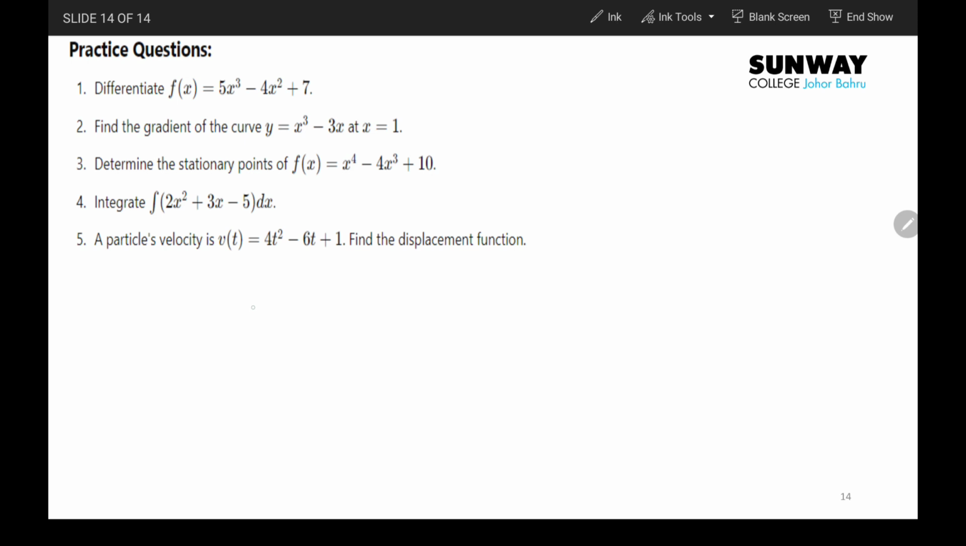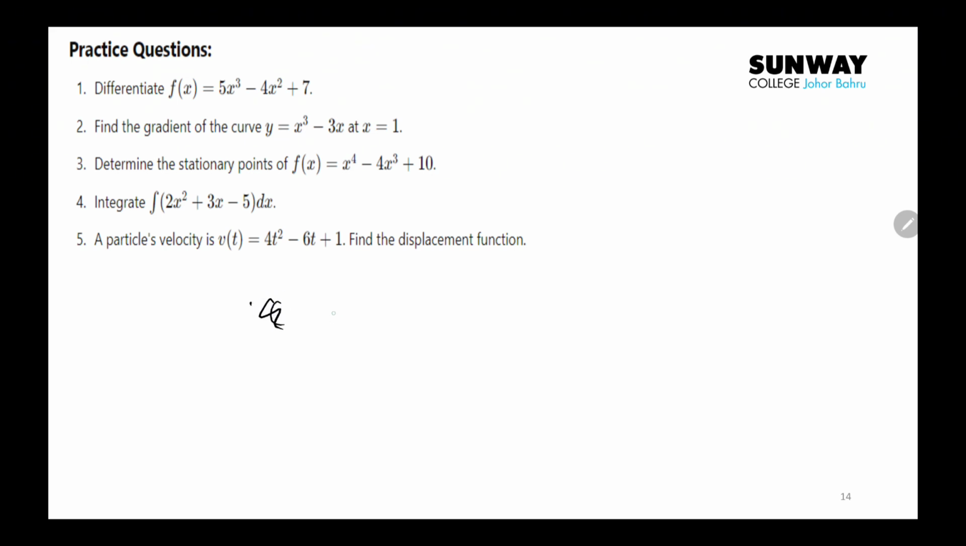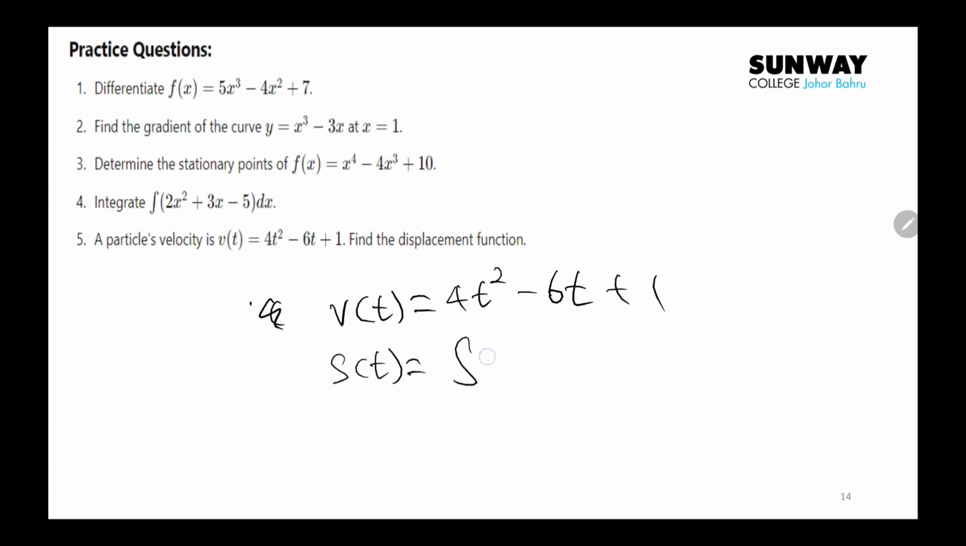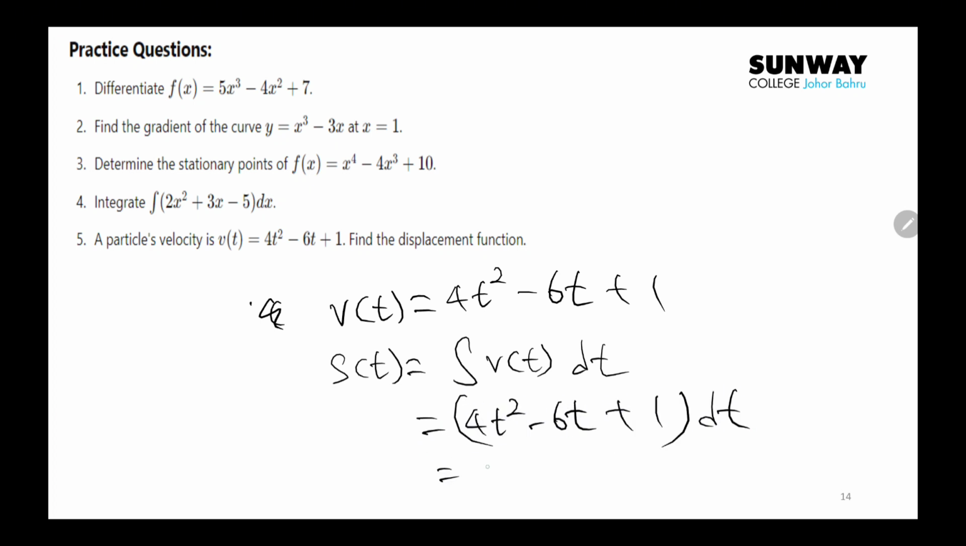A velocity function is provided, and we understand that displacement is the integration of velocity. So to figure out the displacement equation, all we have to do is integrate the velocity function with respect to t. So 4t squared plus 6t plus 1 dt. You'll get 4t to the power of 3 over 3, 3t squared, t, and a c.